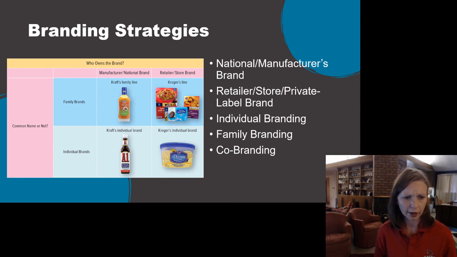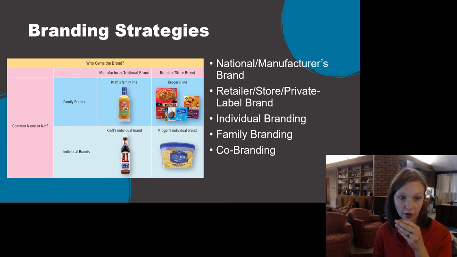We can also categorize by individual versus family branding. An individual brand is going to have its own brand name under a parent brand name. So the example that we have here is Kraft. There are lots of things that are Kraft, but Kraft also owns a steak sauce that they call A1, and it has the brand name A1, and you don't really see Kraft on it anywhere.